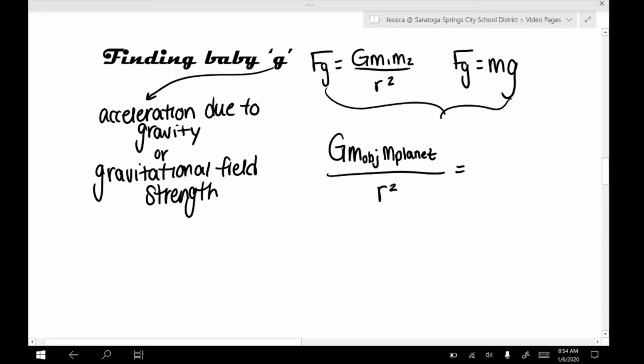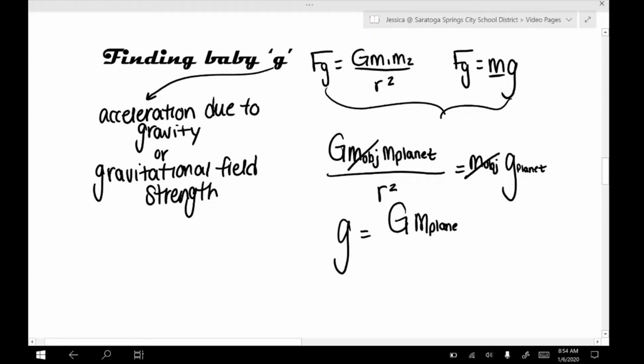Now, usually when we use this equation, this mass here is the mass of the object, and g is the acceleration due to gravity, or the gravitational field strength caused by the planet. Okay? So it looks like the mass of the object cancels. So I can find the gravitational field strength, or the acceleration due to gravity of a planet by doing g, the mass of the planet, and when I say planet, it could also be an asteroid or some larger object, over the distance from the center.